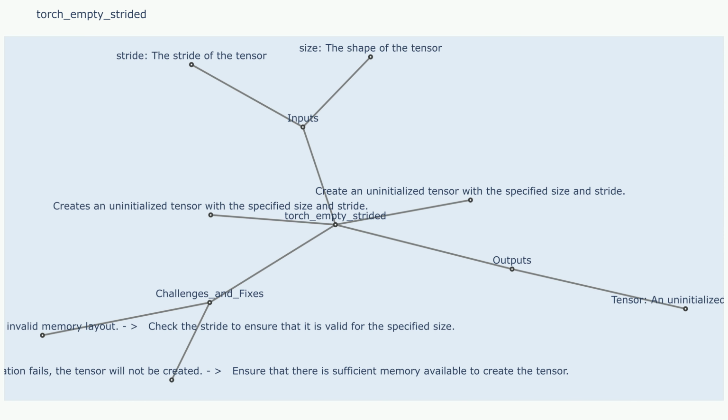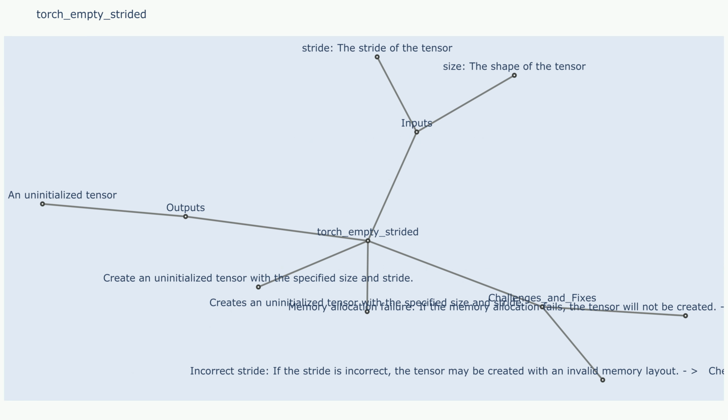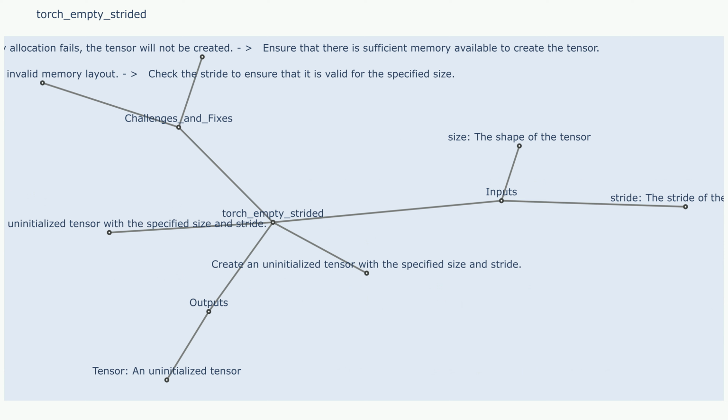torch.empty_strided. Description. The torch.empty_strided function in PyTorch is used to create an uninitialized tensor with specified strides. It allows you to create tensors with custom memory layouts, which can be beneficial for performance optimization in certain scenarios.